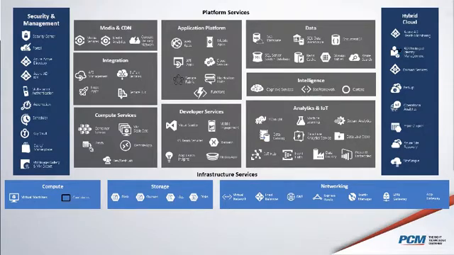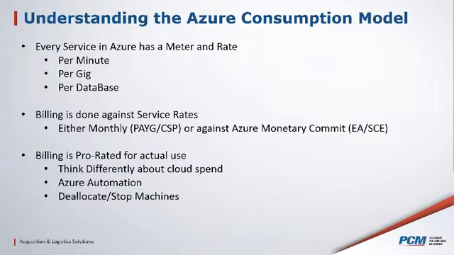Every service in Azure has a meter and a rate. So the meter determines, okay, how much am I getting charged per minute for virtual machines, per gig for storage, per database for things like Azure SQL Database. All of those, that is the meter for those services, and then they will all have a rate. So virtual machine sizes will have different rates per minute based on the size of the machine.